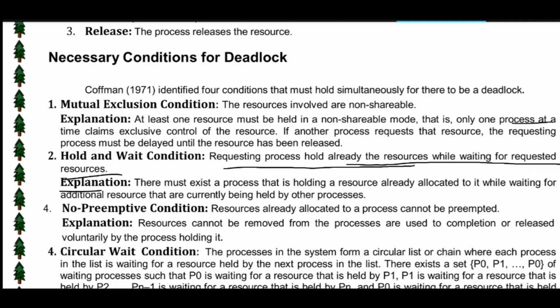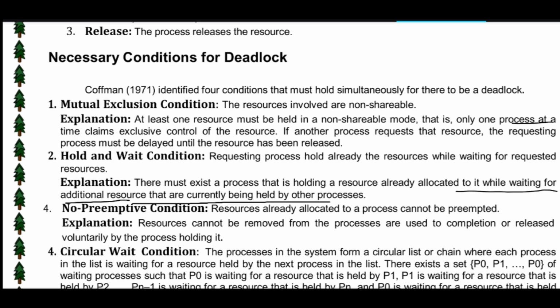There must exist a process that is holding a resource already allocated to it while waiting for additional resources that are currently being held by another process. This is important. A process is holding some resources and waiting for additional resources that are currently allocated to other processes.